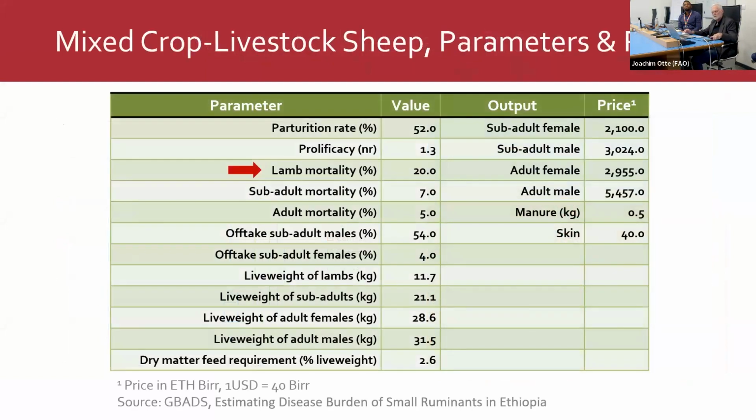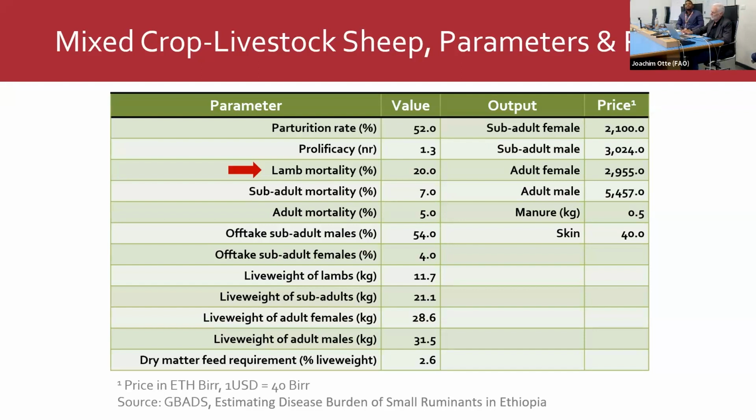And here we take data from a recent study published by GBADS, estimating disease burden of small ruminants in Ethiopia. And these are the values they used for mixed crop livestock, sheep. So you see parturition rate, prolificacy, etc. And they work with a lamb mortality of 20%. And then you have the prices of the different types of animals and products.